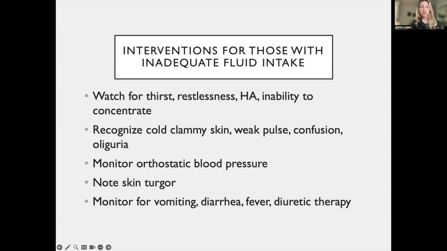Note the skin turgor and check and see if they're having any vomiting, nausea, if they've had diarrhea, which might be causing the dehydration in the first place, a fever, which can also cause dehydration, or diuretic therapy. And a diuretic is a medication that causes our patient to urinate frequently. It is usually used in heart failure patients to get rid of excess fluid. So those could actually be causing your patient to have dehydration.